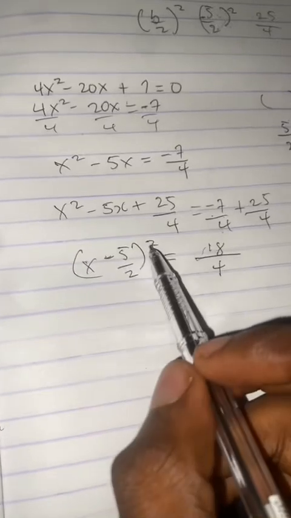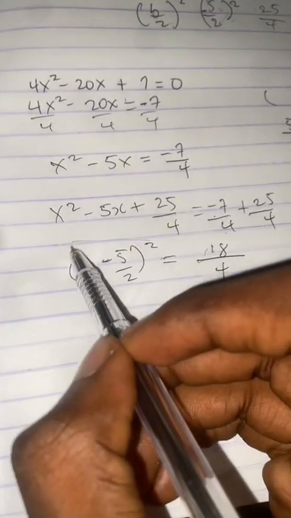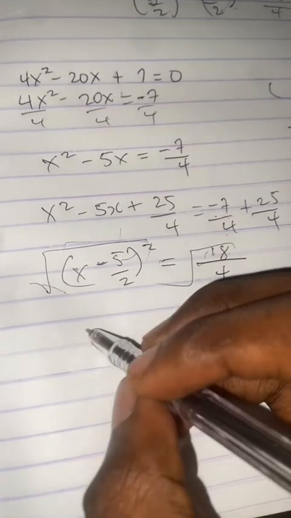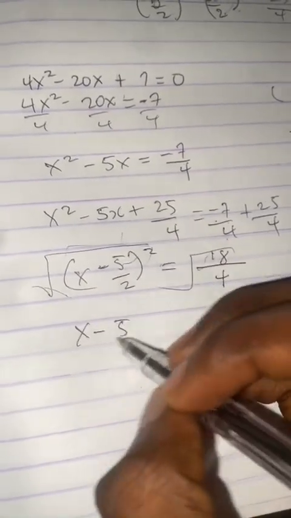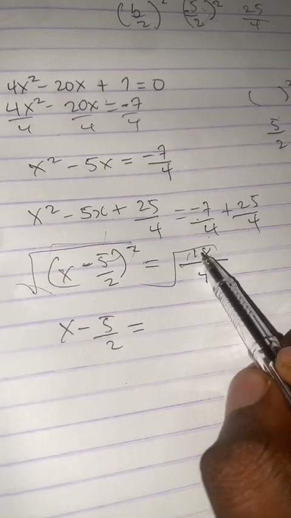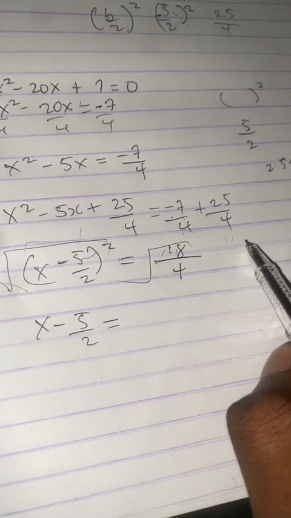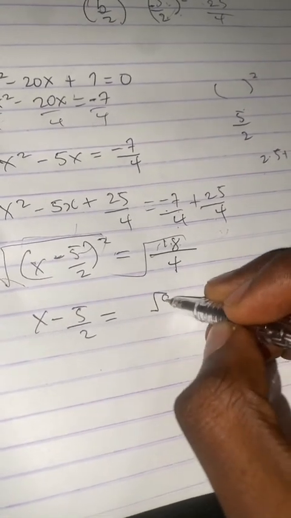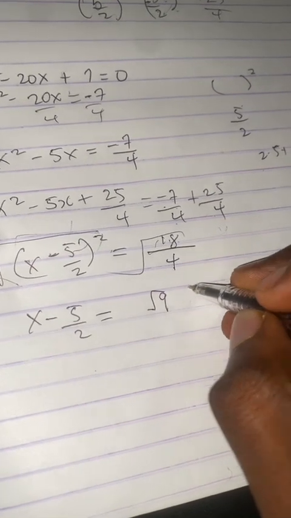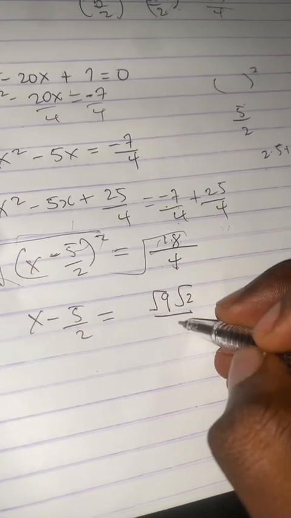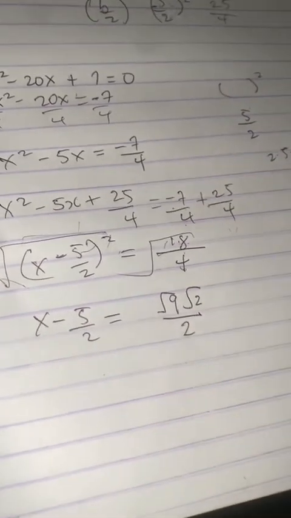The next step, remember, square both sides. So we're going to square both sides. Okay? This will cancel this. So we have x negative 5 over 2 equals, what is the square root of 18? 9 times 2 is 18. So we're going to say square root of 9 and square root of 2 over 2, the square root.